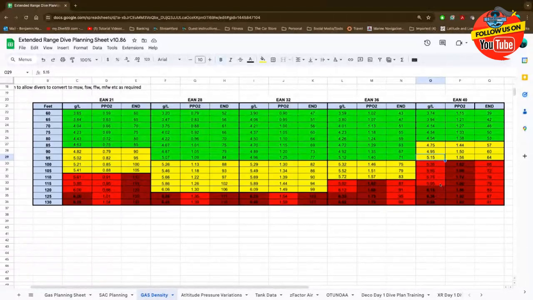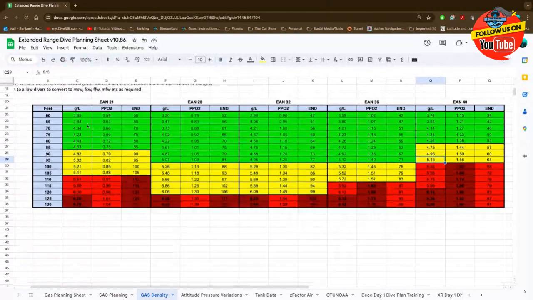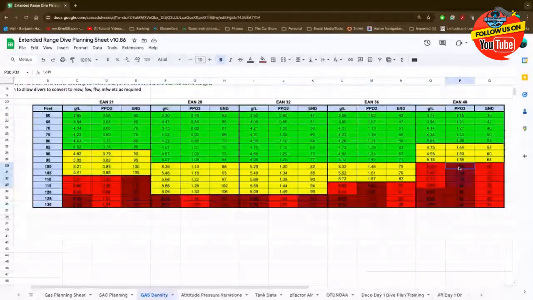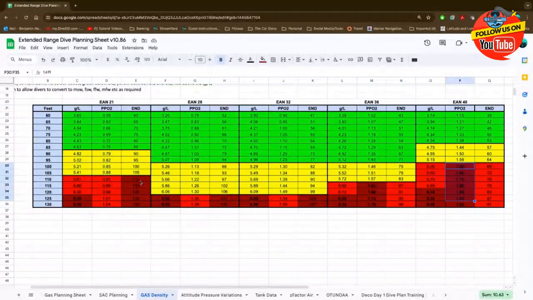So it doesn't take a lot. And this is my own chart, but it gives you an idea of where your death zone is in dark red, and where you can be safe, all in green, based upon 21%, 28%, 32%, 36%, and so on.